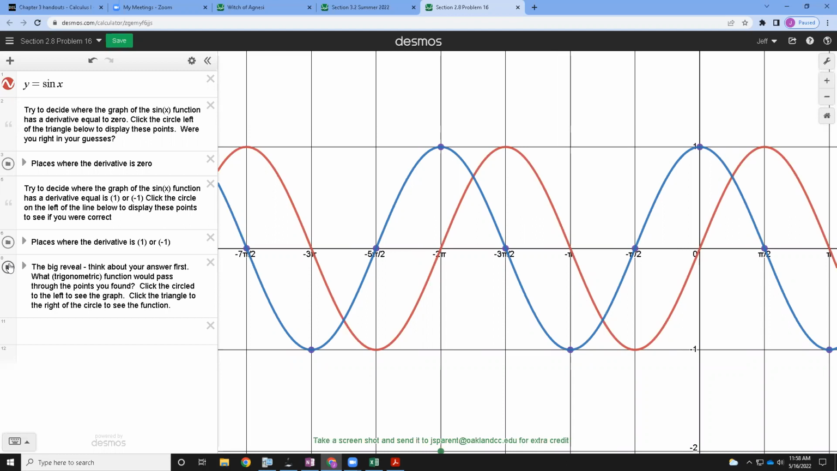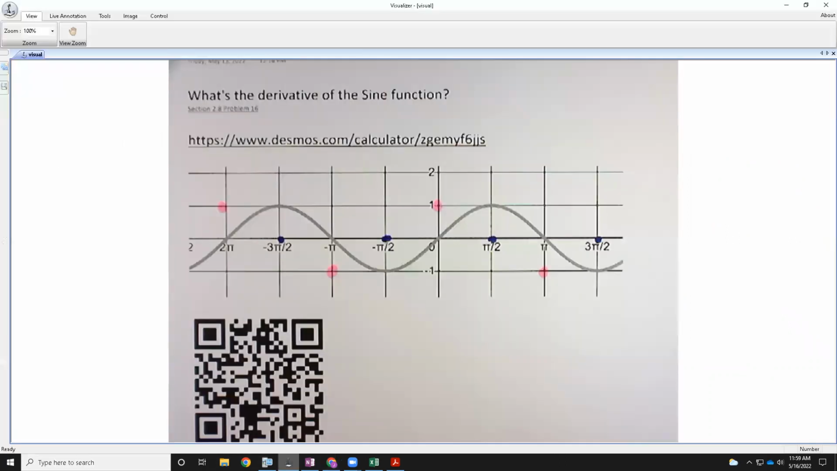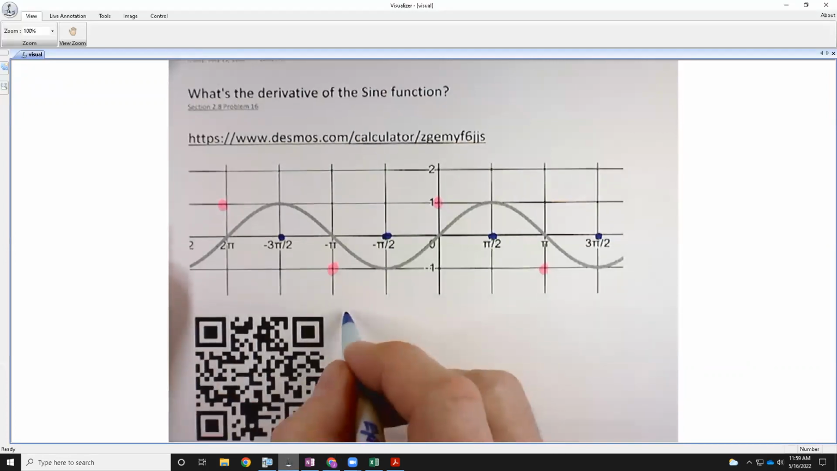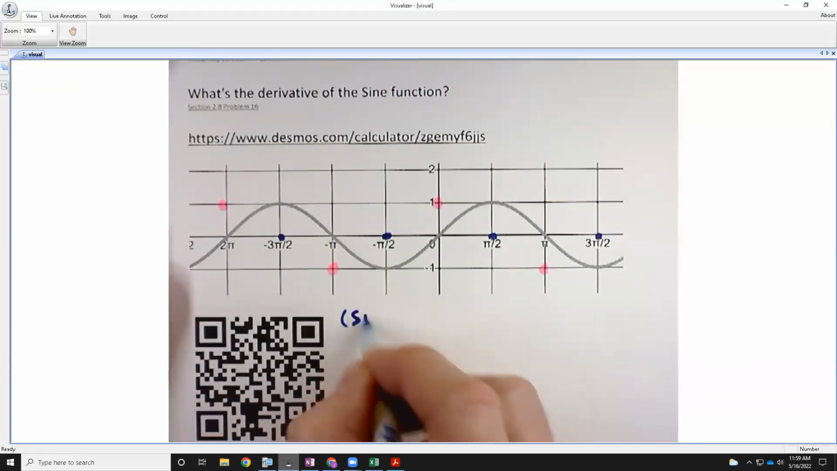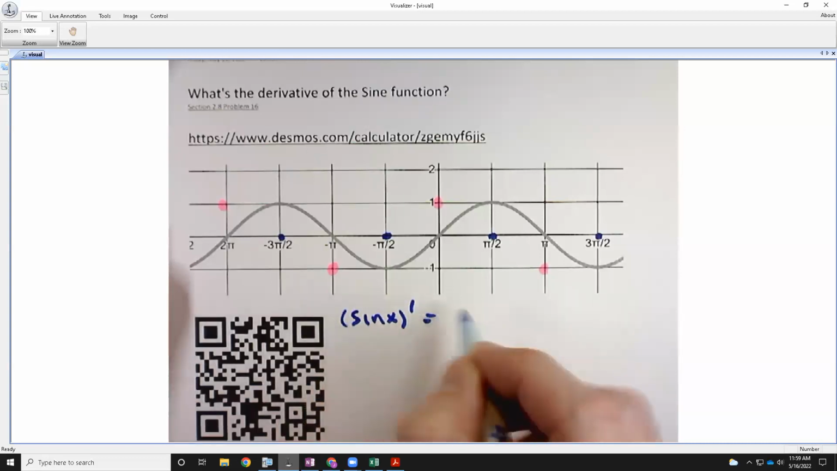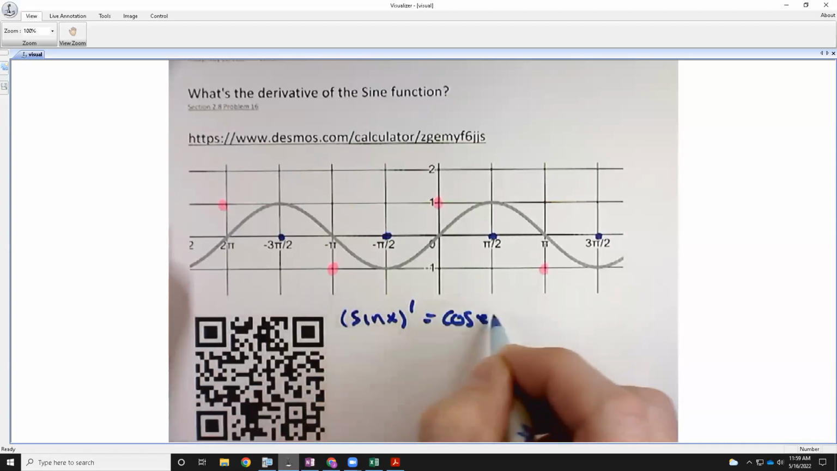So the derivative of sine, now this isn't a real proof. This is just kind of hinting at it, but it does give you cause to believe that the derivative of sine is cosine. So yay. Let's do this. Sine of x prime is cosine of x.